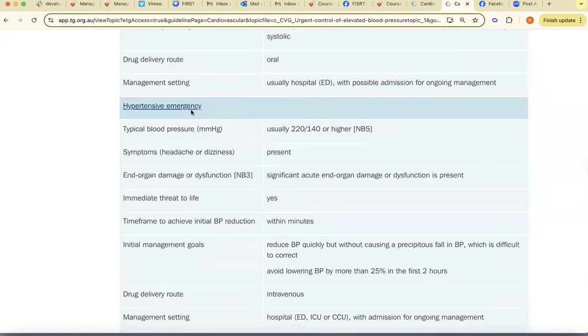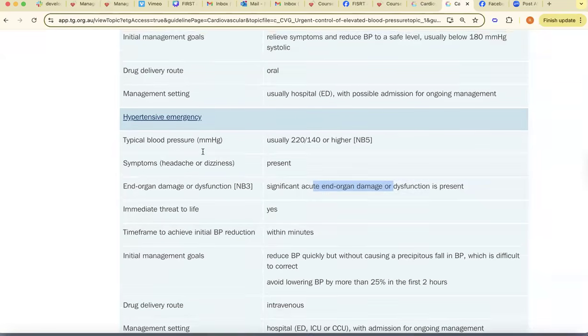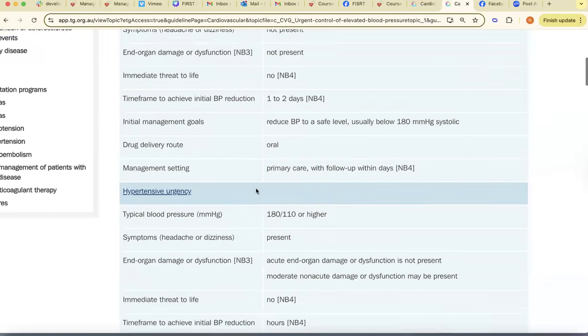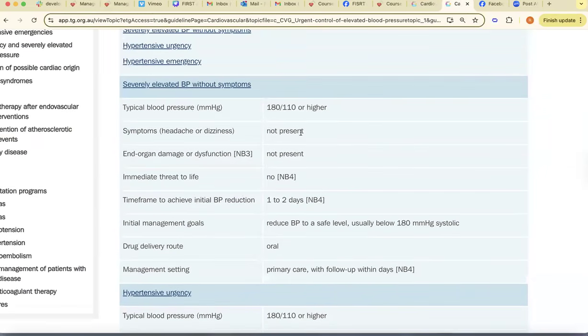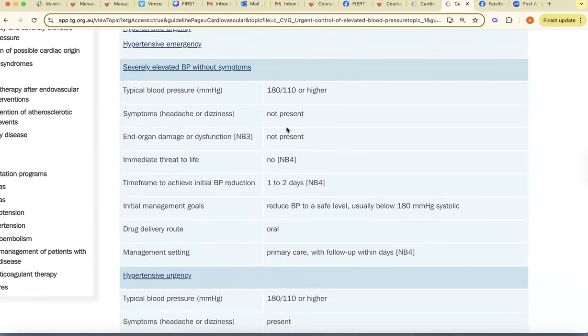And then there is hypertensive emergency, where blood pressure goes to 220 over 140. They have symptoms, and they have end organ damage like hypertensive retinopathy, nephropathy, etc. Hypertensive emergency is very serious. Usually that doesn't come in the exam, but you should know about hypertensive urgency and severely elevated blood pressure without any symptoms. So what will you do if a patient has severely elevated blood pressure without any symptoms? First, this patient's blood pressure needs to go down.